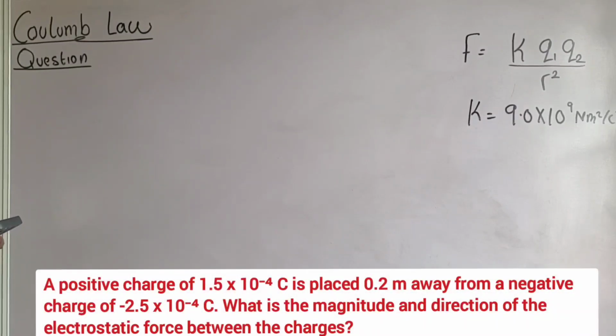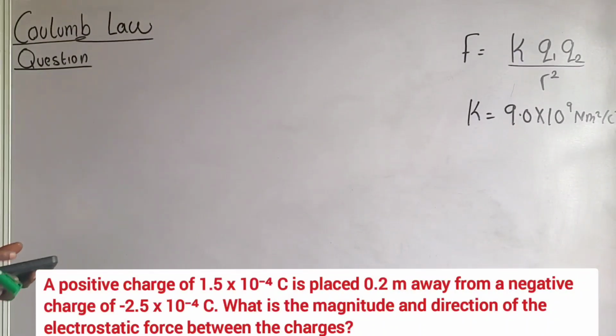A positive charge of 1.5 times 10 raised to the power of negative 4 coulomb is placed 0.2 meter away from a negative charge of negative 2.5 times 10 raised to the power of negative 4 coulomb. What is the magnitude and direction of the electrostatic force between the charges? Okay, we are looking for the magnitude and direction.